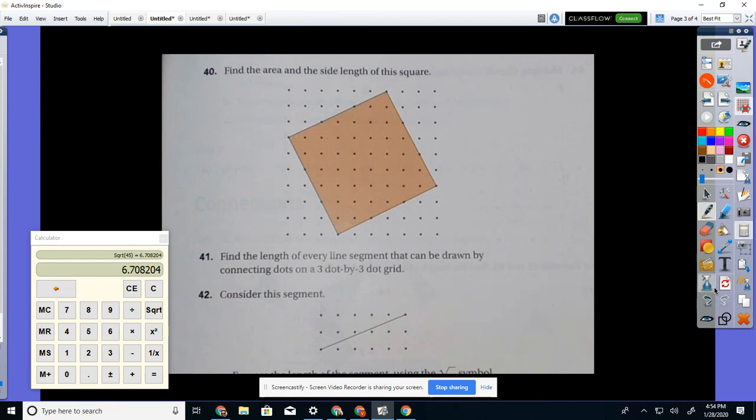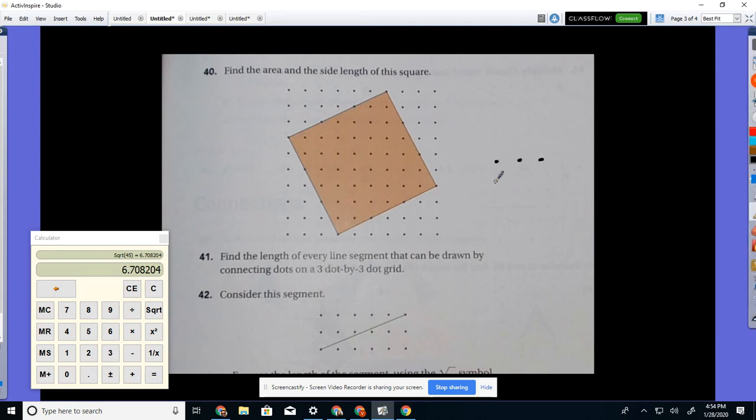Okay, problem 41. Find the length of every line segment that can be drawn by connecting dots on a 3 dot by 3 dot grid. Oh, goodness. So you're going to have to draw your own 3 dot by 3 dot grid. 1, 2, 3, 4, 5, 6, 7, 8, 9. So that's 3 by 3.